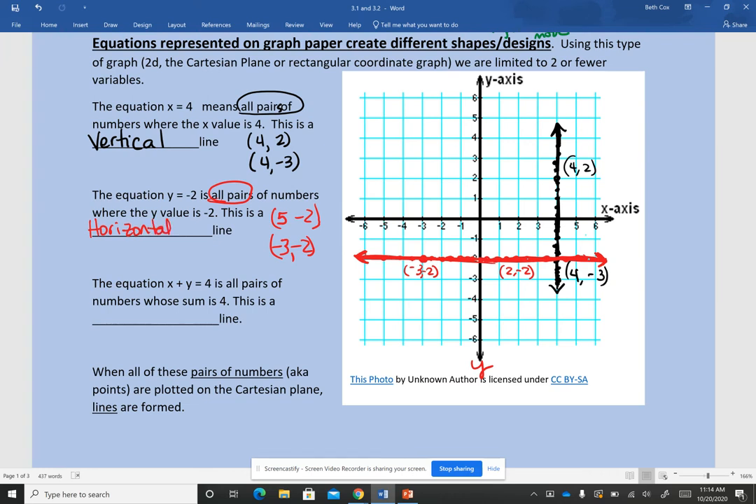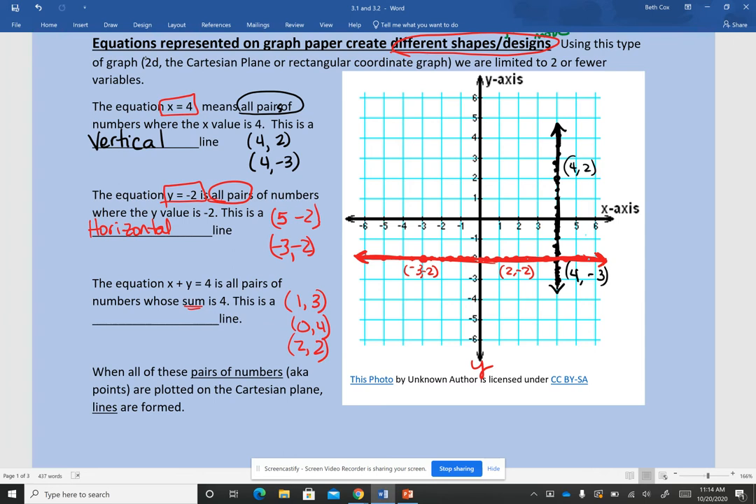Okay. Now, this next one, again, we're looking at different shapes and designs that you can create on graph paper based on the relationships with the numbers. So you can create vertical lines by saying x equal a number. You can create a horizontal line by just saying y equal the numbers. And now we're going to look at one that has x and y. This one says all pairs of numbers whose sum, which means add up to 4. Okay, so two numbers that add up to 4 will be 1 and 3. How about 0 and 4? And of course 2 and 2.